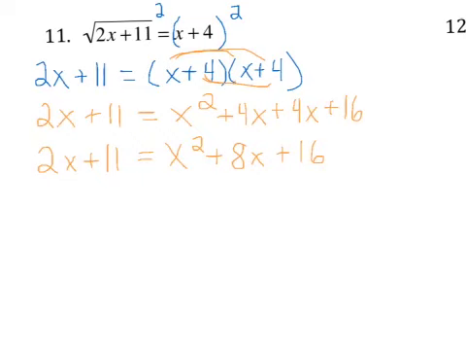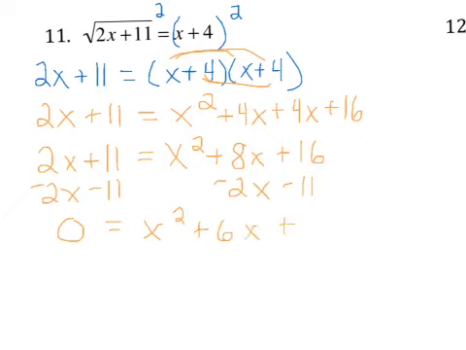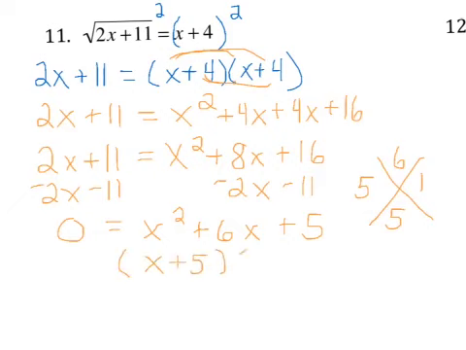Now we want to move everybody to the same side, so I'm going to subtract 2x and 11. So I get 0 equals x squared plus 6x plus 5. So using the big X, I need to think of two numbers that add to 6 but multiply to 5. So that would be 5 and 1. x plus 5, x plus 1.